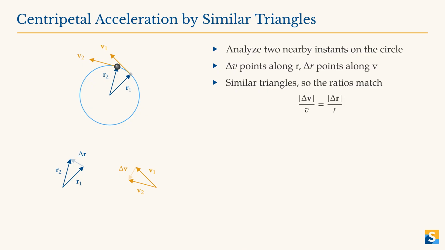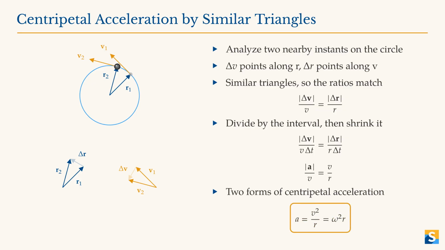Divide both sides by the little time interval and let it shrink. The velocity step per time becomes the acceleration. The position step per time becomes the speed. Cross, multiply, and the inward acceleration is v squared over r. Prefer the spin rate? V is omega r, so the same push reads omega squared r. Keep both forms because problems hand you either one. Hold on to that inward charge.